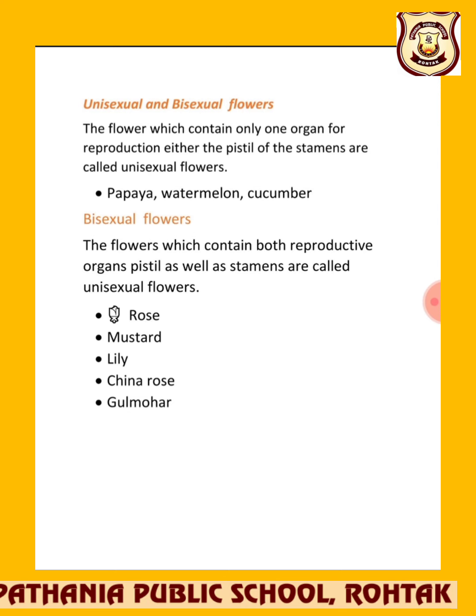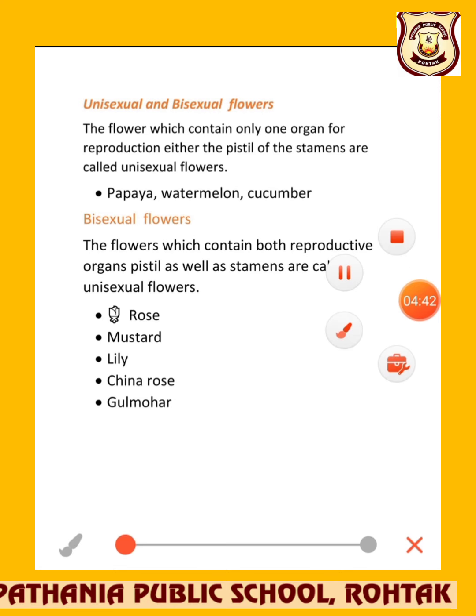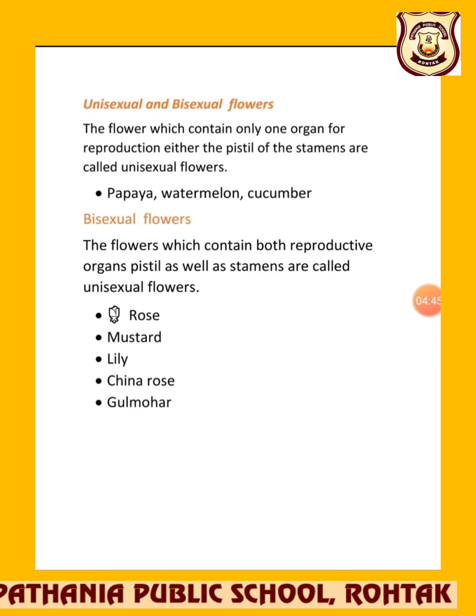Now we are going on to unisexual and bisexual flowers. There are two types of flowers, beta: bisexual flowers and unisexual flowers. The flowers which contain only one organ for reproduction, either the pistil or the stamen, are called unisexual flowers. Means the flower is containing the male part only, or the flower is containing the female part only. That is unisexual. Papaya is a very good example of it.